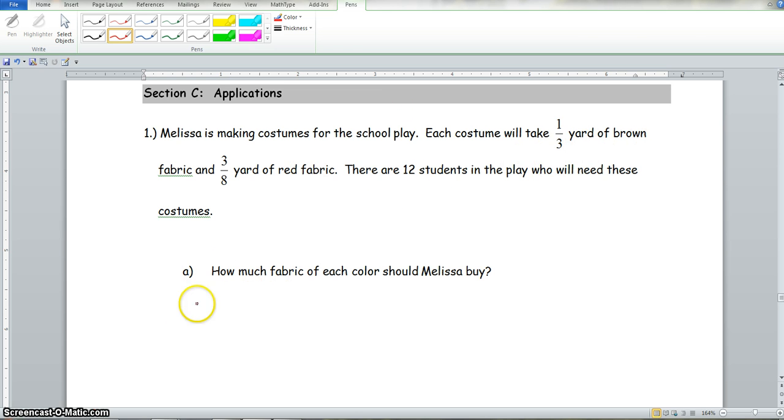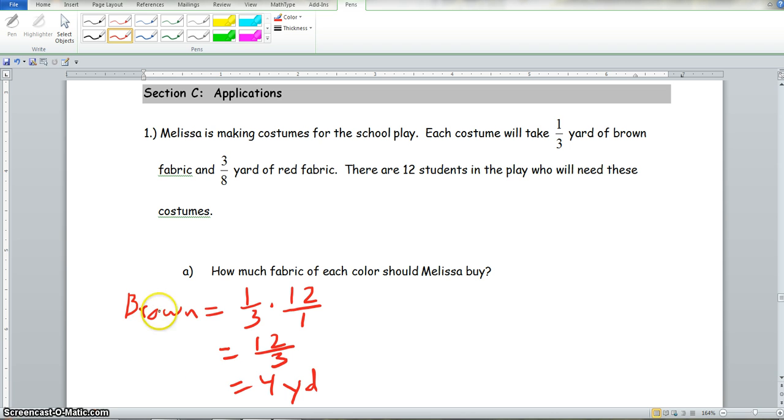Now the first color is brown. So we will have brown is equal to, it takes 1/3 and then times the 12 students, and we'll put that over 1. So 1 times 12 is 12, 3 times 1 is 3, and 12 divided by 3 is 4, and we're dealing with yards. So that's how much she would need for the brown fabric.